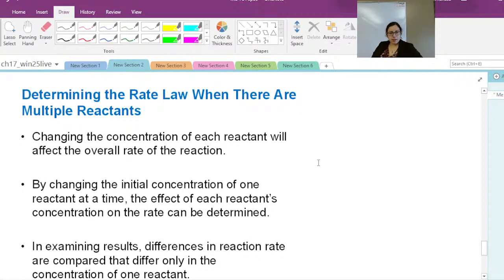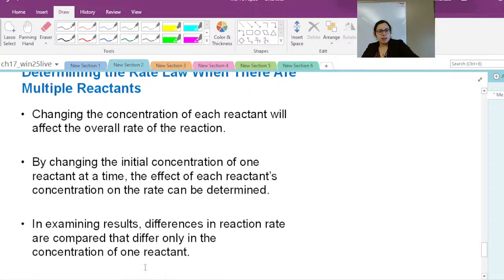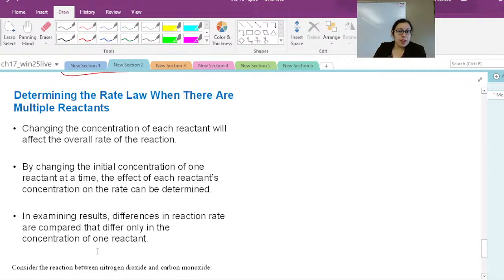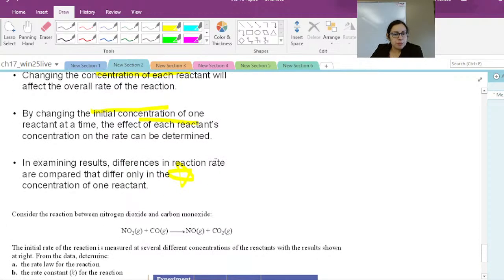And so this is basically what we're going to be doing for our data, whatever problems we're looking at. We'll have to figure out the rate law with multiple reactants, so we'll have to change the concentration of one at a time. We'll change one, then change the other, and compare those results, and then you can figure out the order. Again, you have to examine the data and figure out the relationships.